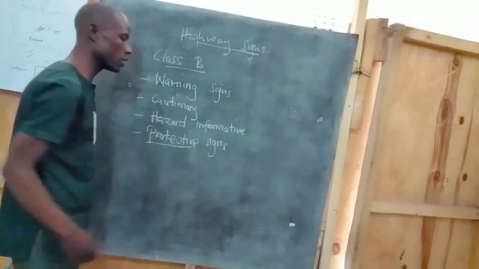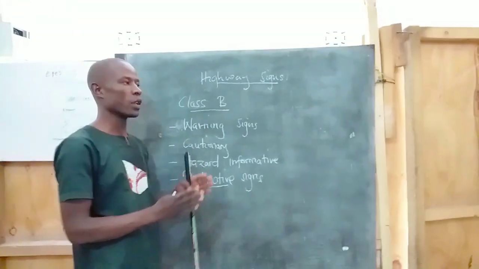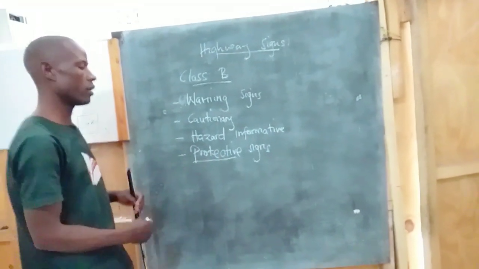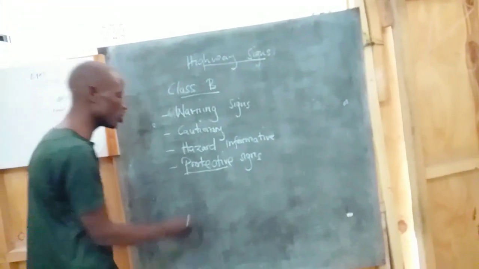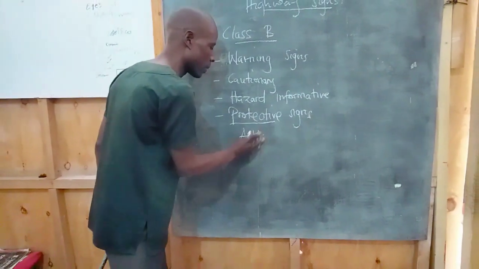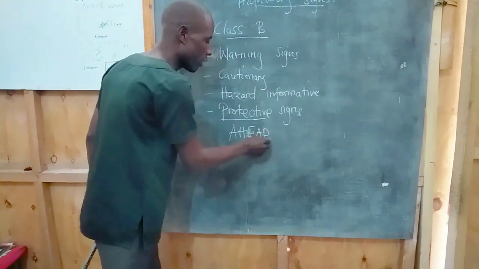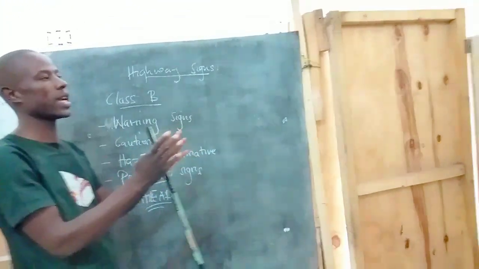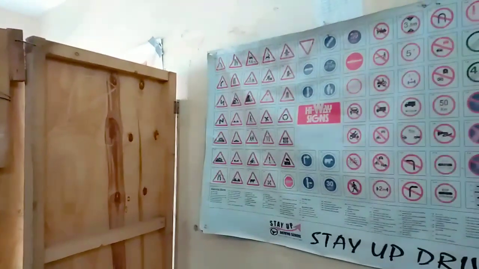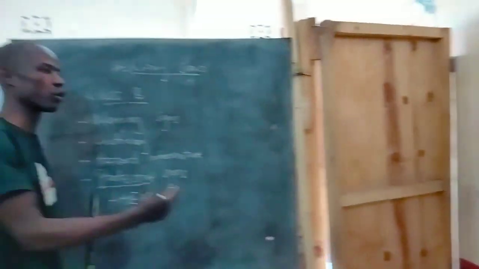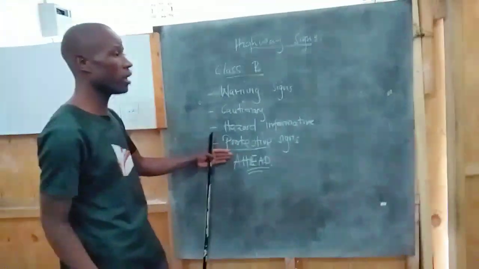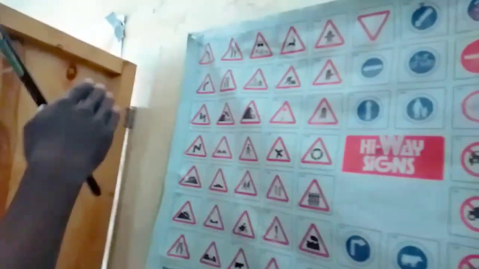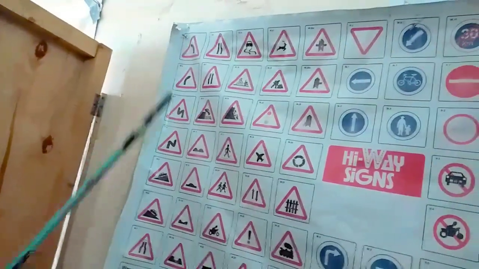Now, why are they protective? Because they warn the driver of any imminent danger ahead. They are protective signs. So when you encounter these signs, you must slow down and be very cautious because they are protecting you as the driver. They are class B signs. Now, starting from here, we have written down ahead, meaning that they are warning you of any danger that is ahead of you. So that is why we say ahead.